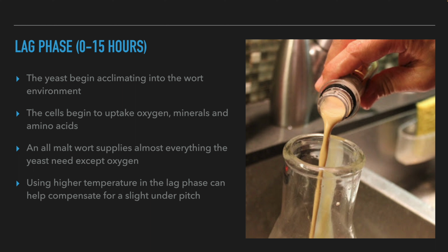At this phase, the yeast begins to acclimate to the new environment. The cells begin to use oxygen, minerals, and amino acids from the wort. A wort made with 100% malt has almost everything the yeast needs for a good fermentation except oxygen. Besides, if we don't have enough yeast, for example, in beers with a high alcohol content, we can put a slightly higher temperature at this phase to make up for it. But beware, it can cause the appearance of esters and fusel alcohols.